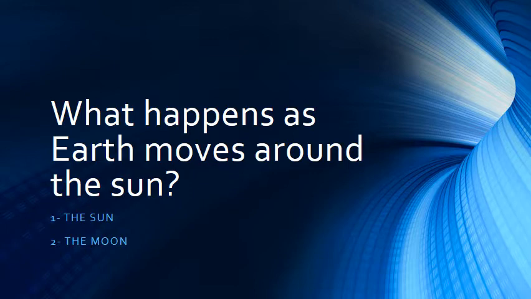So the lesson's name is What Happens as Earth Moves Around the Sun. We will learn more about the effect we get when the Earth moves around the sun, and also when the Earth moves around itself. But before this, we have to learn about the main parts that cause this effect. So first, we're going to talk about the sun.